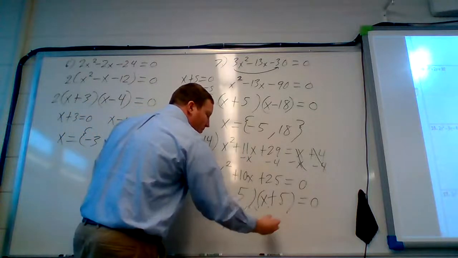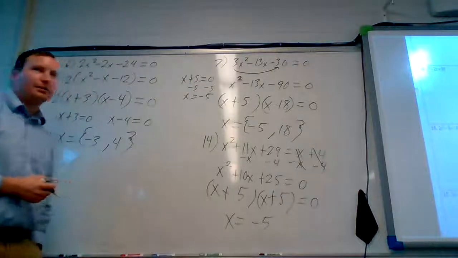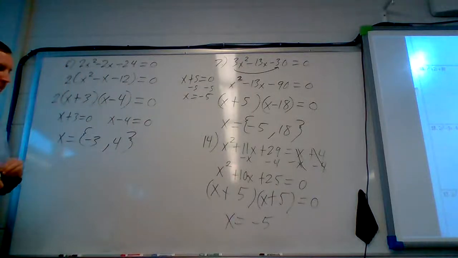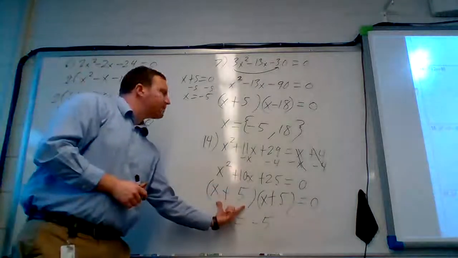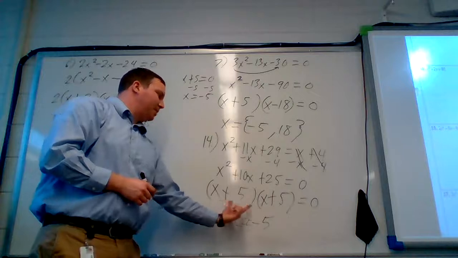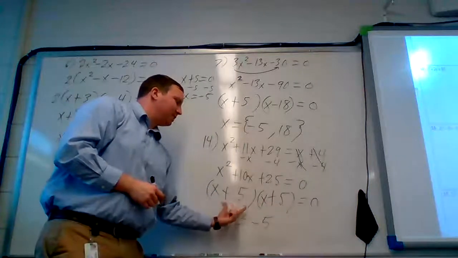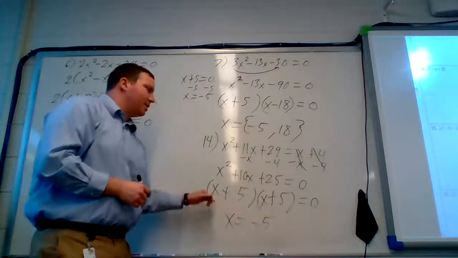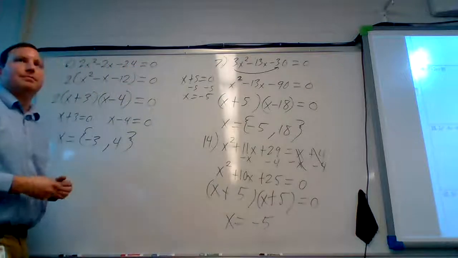So then x equals negative 5. Why does x equal negative 5? Because when you set it equal to 0, we have to subtract the 5. So it makes it negative. So we set both of these factors equal to 0 and solve.